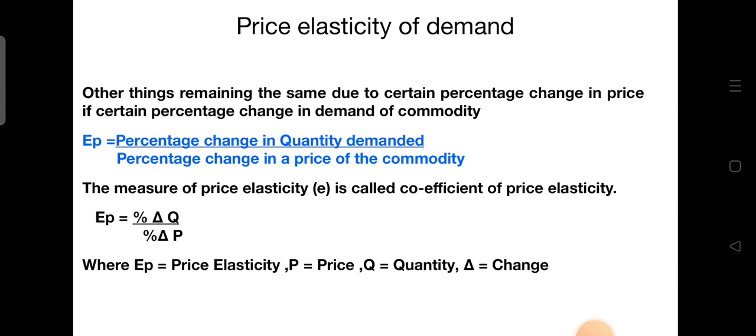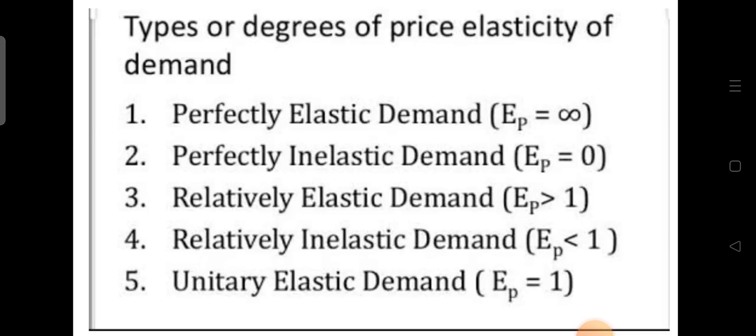Here we are going to study the changes in the demand with respect to the variation in prices. So EP is equal to percentage change in Q, that is delta Q divided by delta P. EP is the price elasticity, P is the price, Q is the quantity, and delta is the change in the quantity demanded or change in the price. There are five types of price elasticity: perfectly elastic demand, perfectly inelastic demand, relatively elastic, unitary elastic, and relatively inelastic demand.